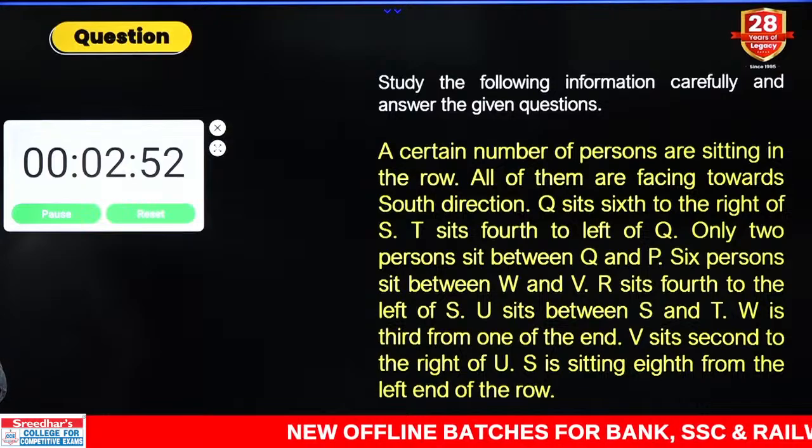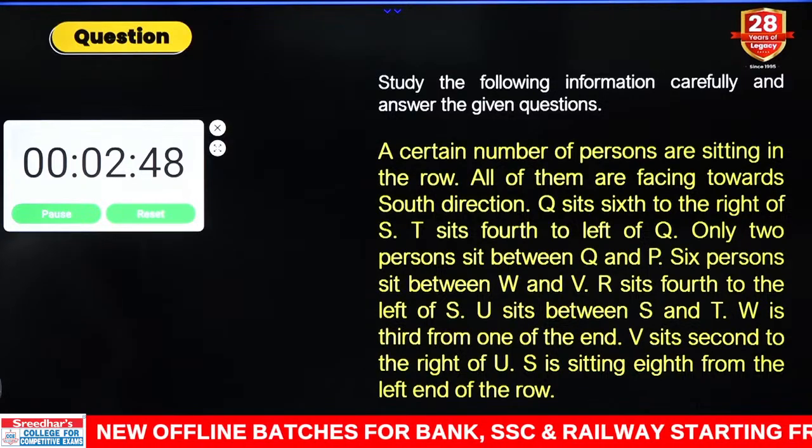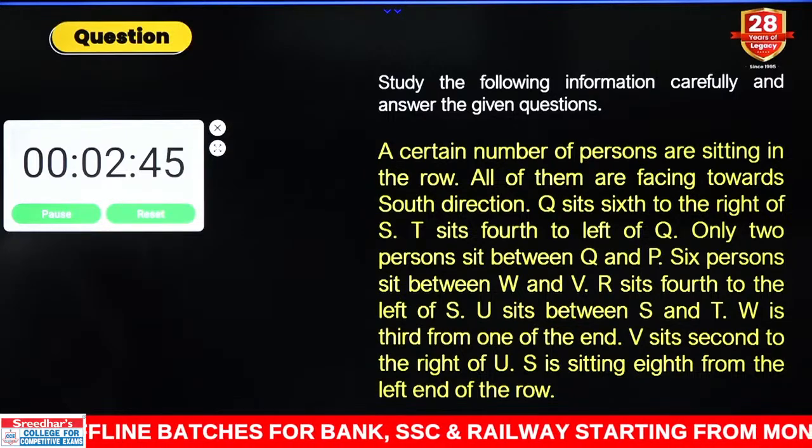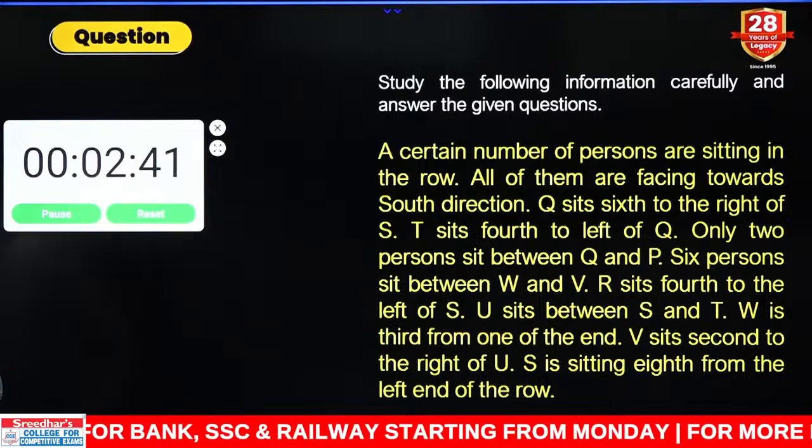Now another puzzle here. All the persons are sitting in a row. They are facing towards south direction. The persons who are seated in this row, they are facing towards south direction.